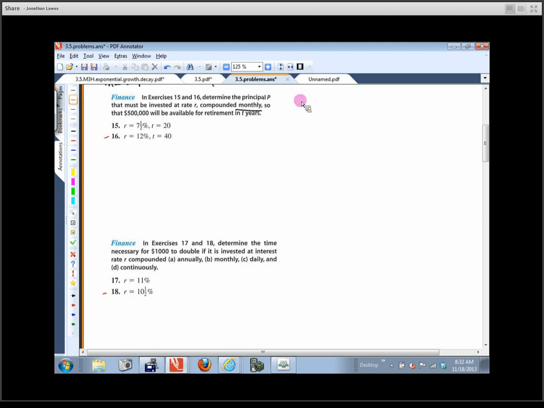So what formula would we use here? It says compounded monthly. A equals P. What's that? Okay, so we've got that. Now this is compounded monthly. If it's compounded monthly, that means n is equal to 12. Here's the time. So I've got n equals 12. Here's the time, and here's the interest rate. So let's plug those things in. How much do we want at the end? 500,000. So there's the A.